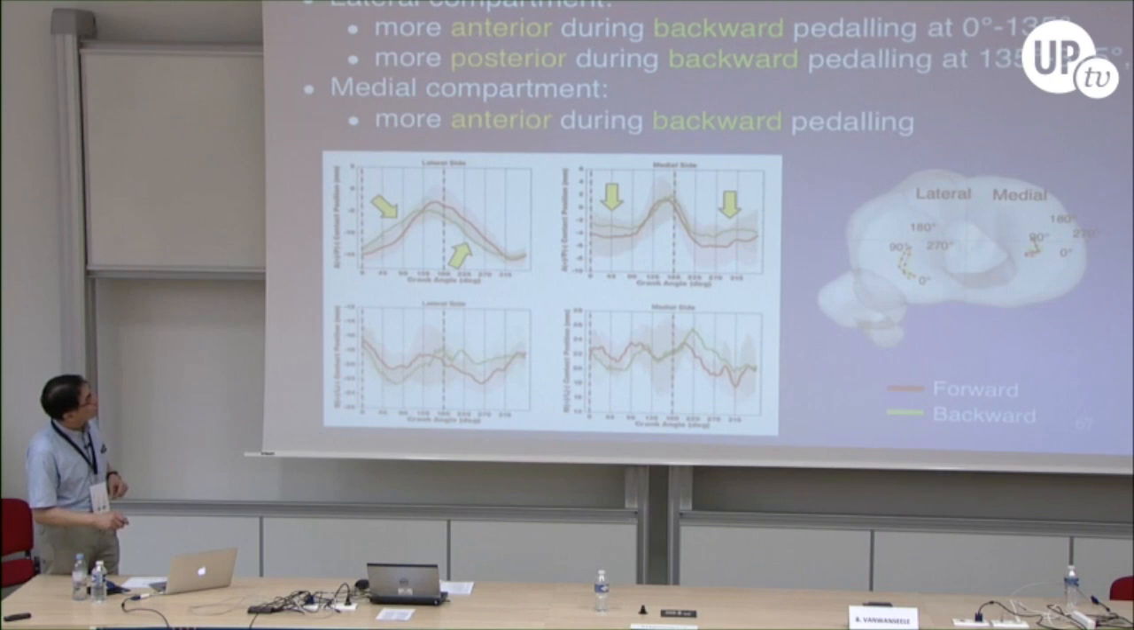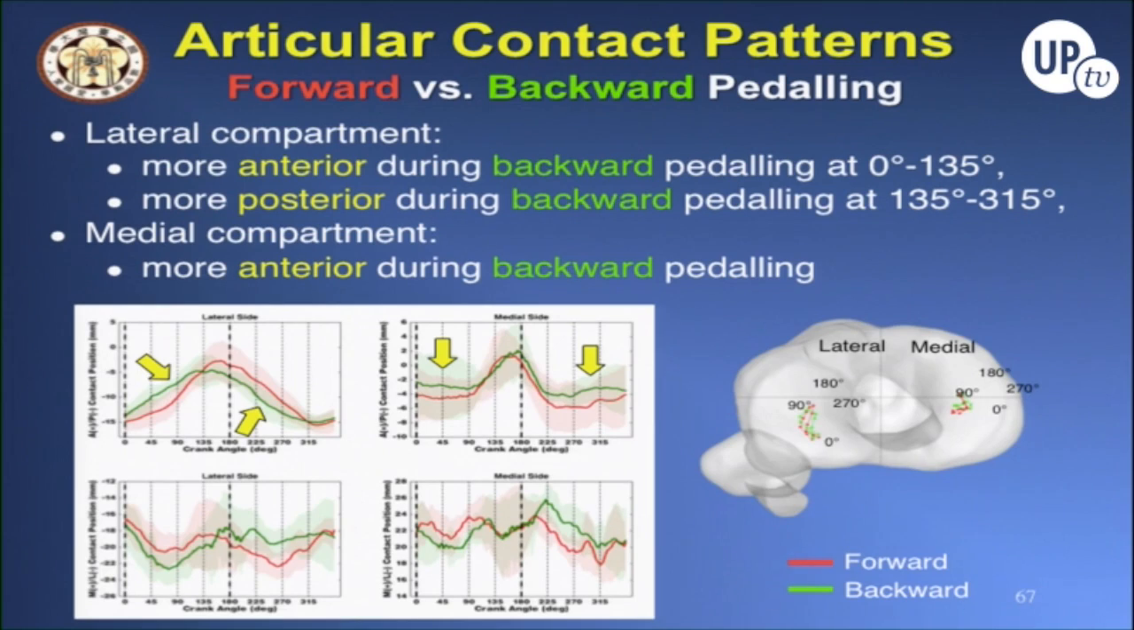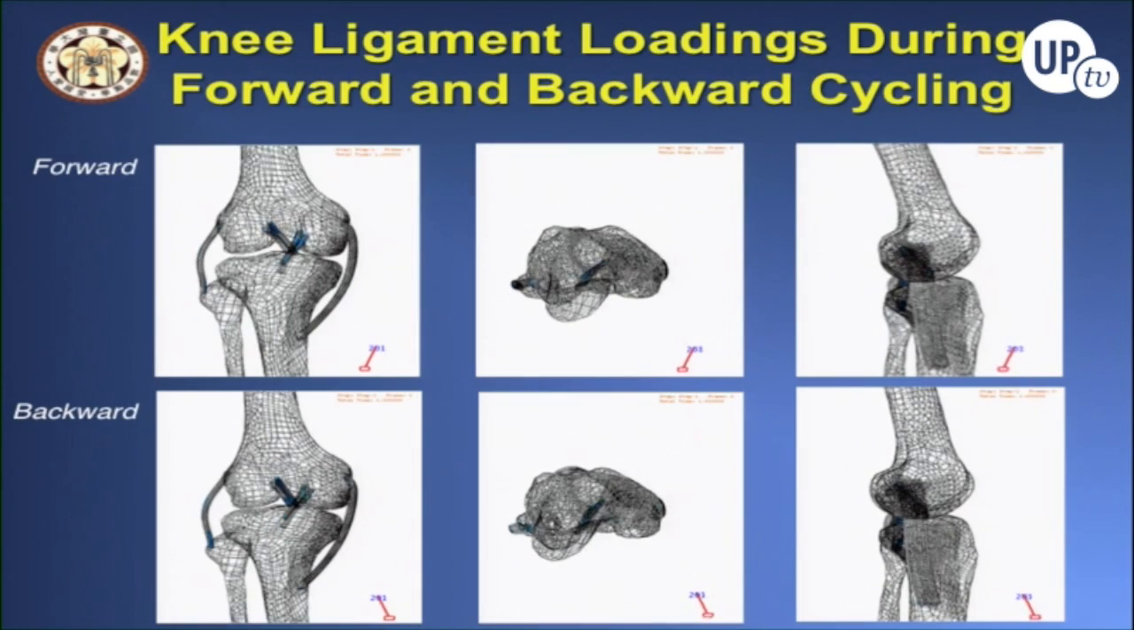And when we compare the two compartments, the contact points in the lateral compartment are more anterior during backward pedaling, and more posterior during backward pedaling in the second half, around the crank angle from 135 to 315 degrees. And in the medial compartment, the contact moves more anteriorly during backward when compared to forward. So these are the graphs, just to give you an idea. I've got 3 minutes to go.